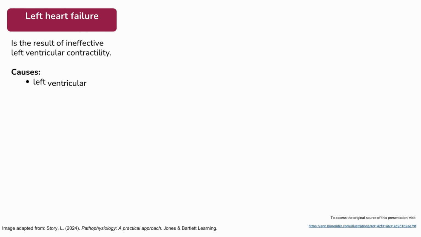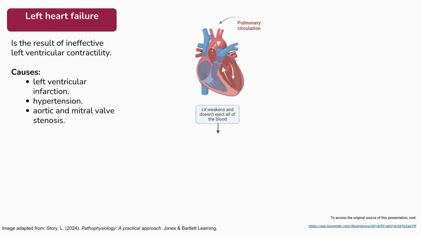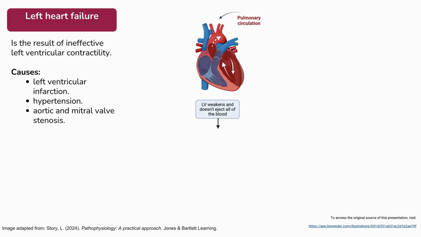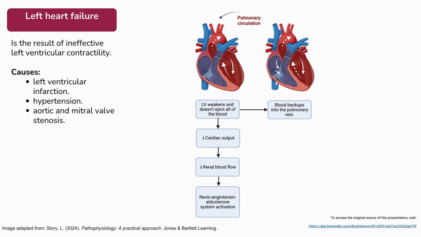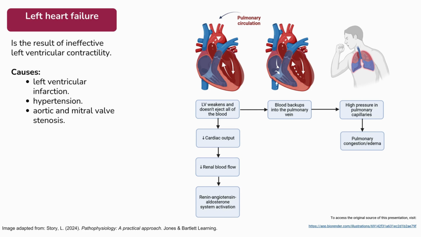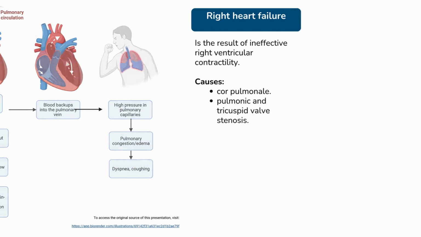Okay, let's recap. Left heart failure is the result of ineffective left ventricular contractility. In this case, the ventricle weakens and doesn't eject all of the blood, which leads to a decrease in cardiac output, a decrease in renal blood flow, and the activation of neurohormonal systems. Since the left ventricle isn't working, blood backs up into the pulmonary vein and creates a higher pressure in pulmonary capillaries, which lead to pulmonary congestion, dyspnea, and coughing.